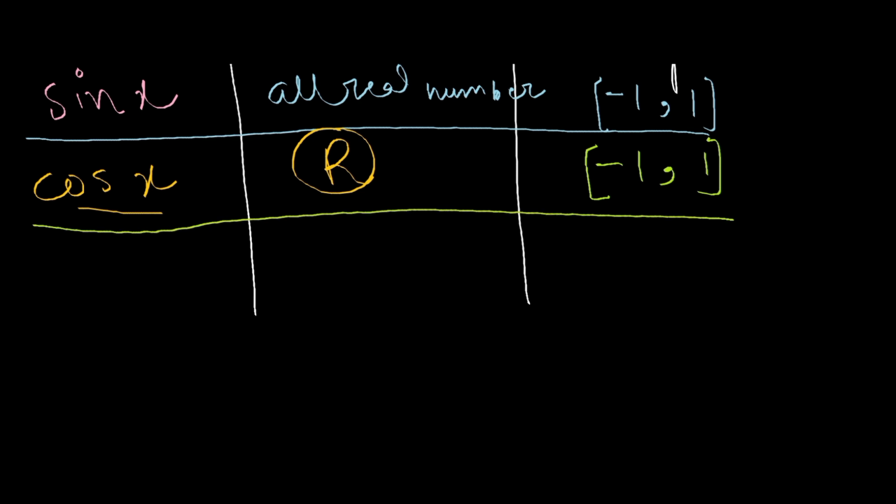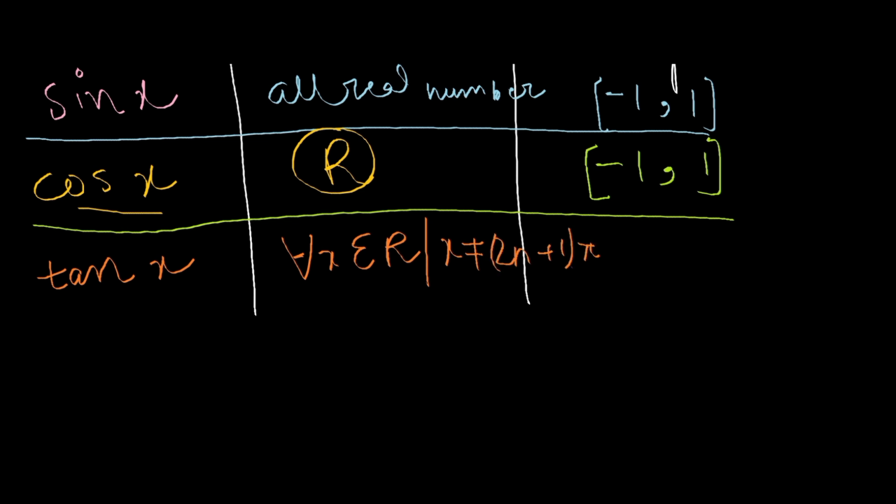So the third one would be tangent, tan x. The domain of tan is, for all x belonging to real numbers, but there is some limitation. x would not be equal to 2n plus 1 pi by 2. We can't put x equals 2n plus 1 pi by 2.